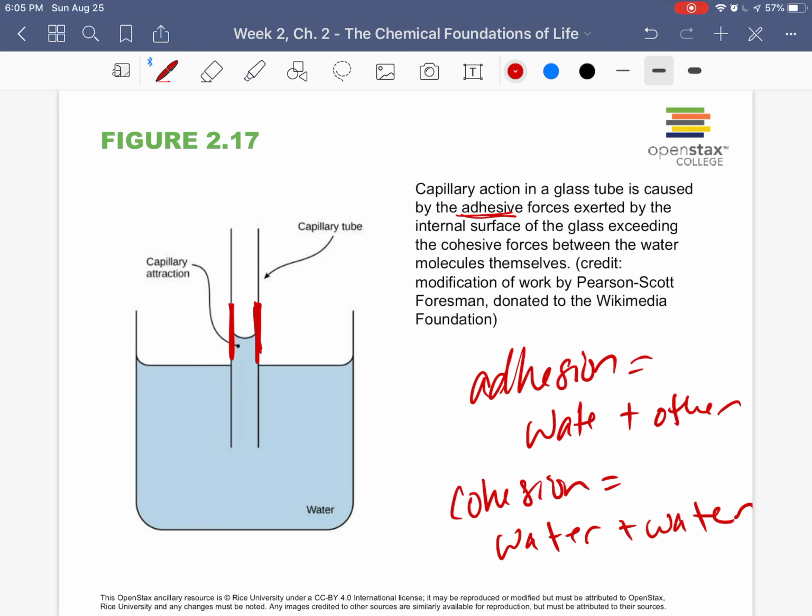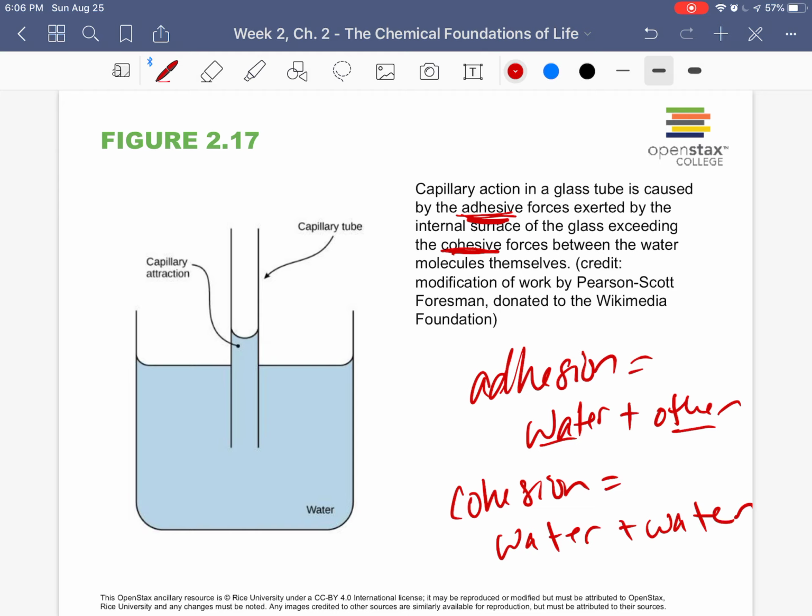A capillary tube is just a really skinny glass tube. Think of it as like a micro straw, so it's very, very small. And the water will go up the side of that tube because of adhesive forces. So the water, in this case, is attracted to the glass. And then cohesive forces is going to pull the water up the middle. Water is attracted to itself.